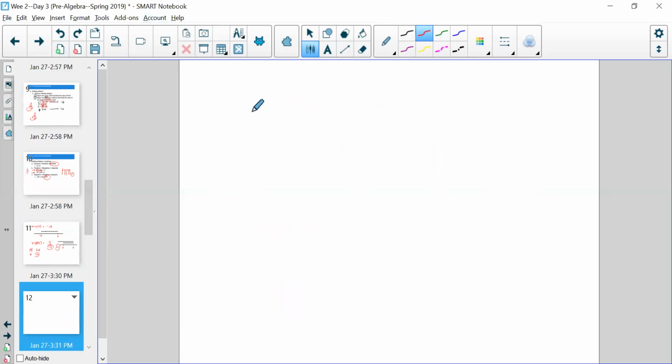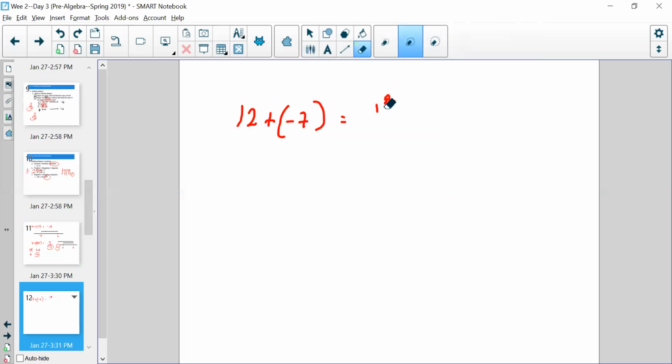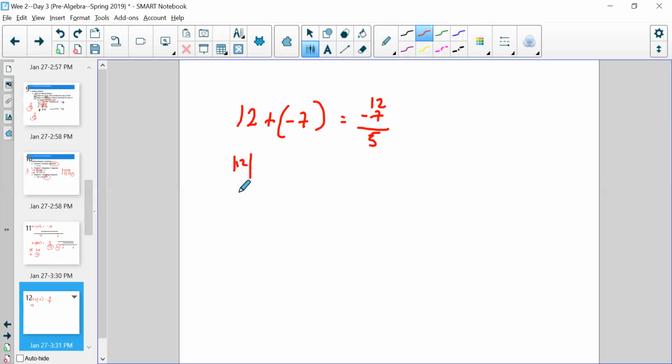And then I could have it to where I have 12 plus negative 7. I would ask, are the signs the same? No. So we can subtract. Let me rewrite that. So we'd have 12 take away 7, which is 5. What's the absolute value of 12? That's 12. What's the absolute value of negative 7? That's 7. This one is the largest absolute value. It has a positive, so the answer is positive 5.